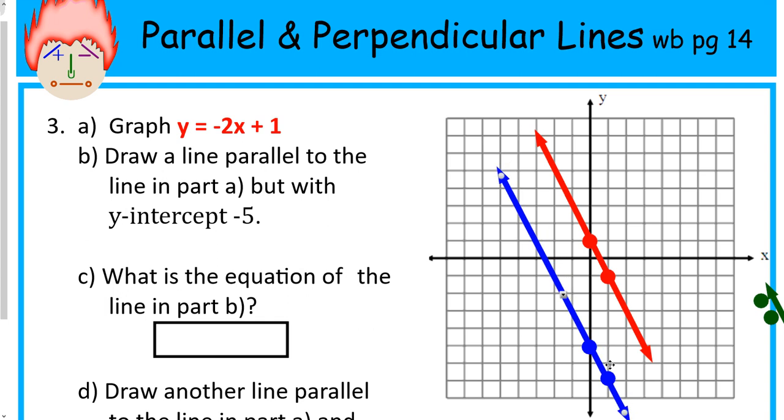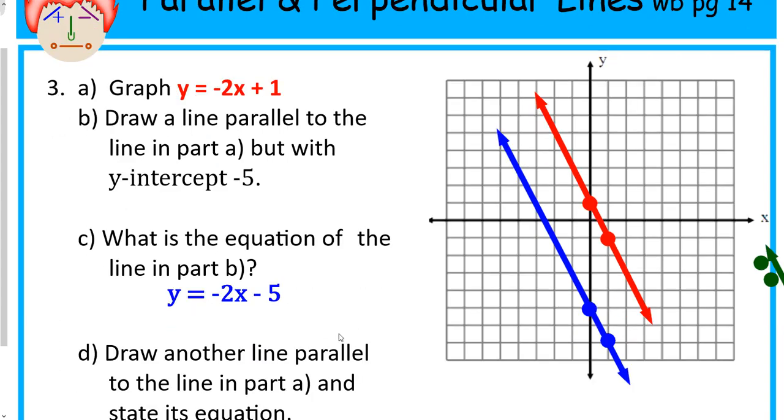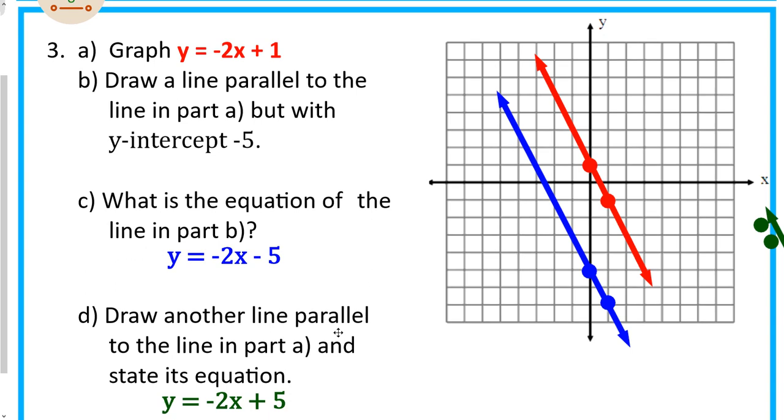Right? But it has the same slope of negative 2 over 1. There's my equation. And now it says draw another line that's parallel to the line in part A, and then state its equation. So I decided to have a y-intercept of 5 this time. 1, 2, 3, 4, 5. There we go. And the same slope of negative 2 over 1. So down 2, over to the right 1.